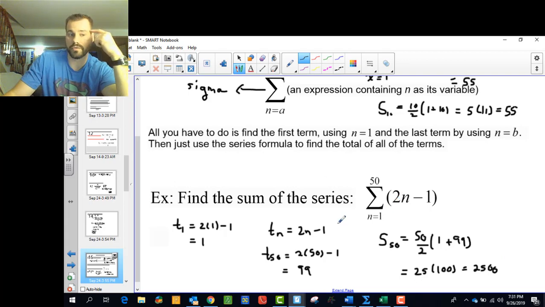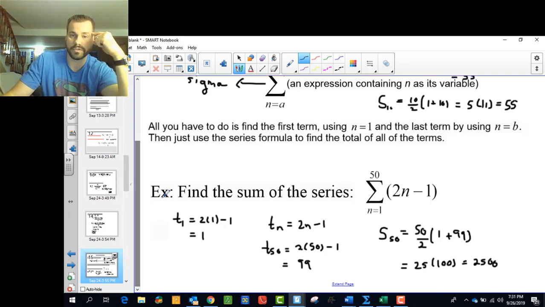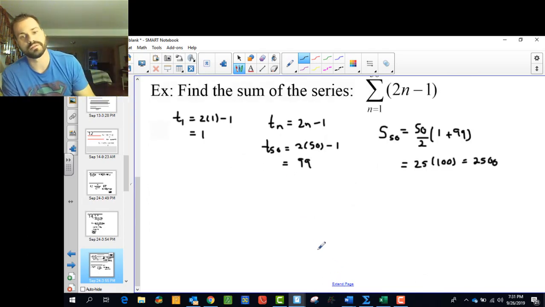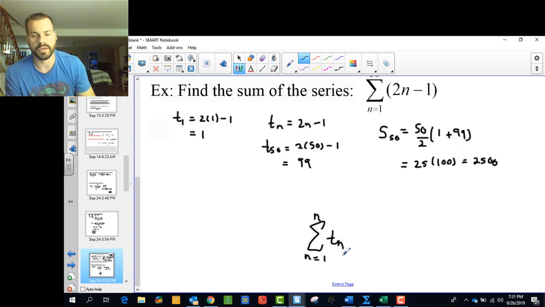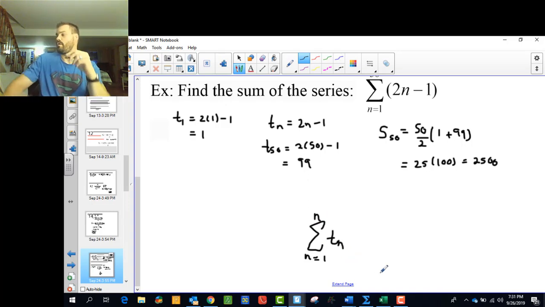That's what sigma notation looks like. Now you have to be able to write something in sigma notation as well. And so again, just to reiterate, the way you do that is you go sigma from n equals 1 up to whatever the last term number is, so up to n, of Tn. That's how you write it out. That's what you would do.